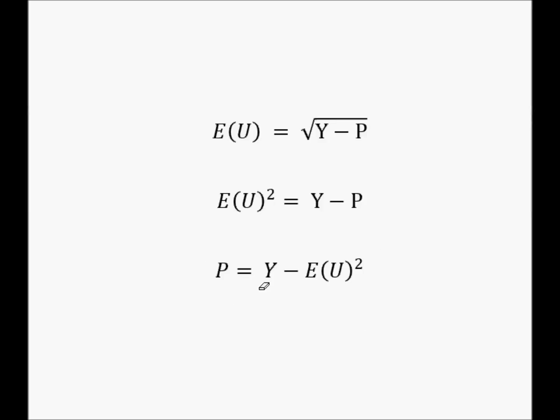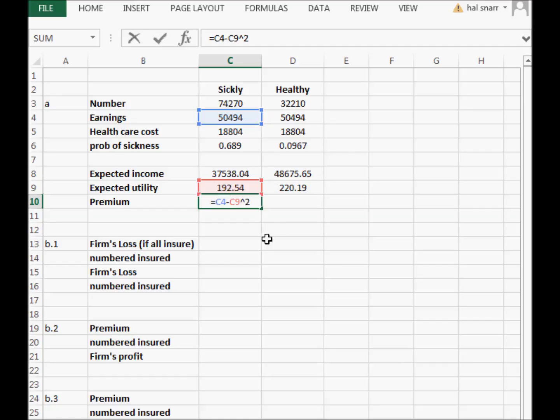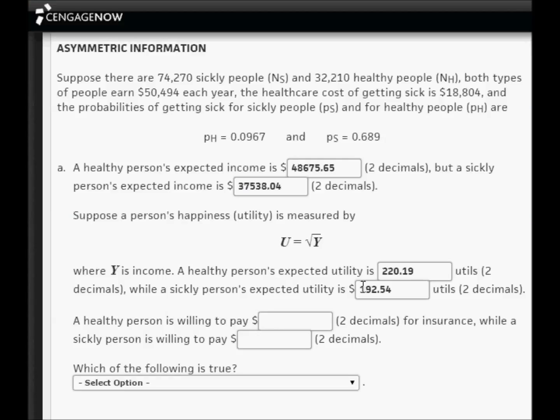So the value of the premium is the earnings minus the square of expected utility. So for the sickly person, the premium is the earnings, which is in C4, minus the square of expected utility, which is in C9. Then we do the same for the healthy person, and we get $2,008.78. I'm going to copy both of these into Cengage now.